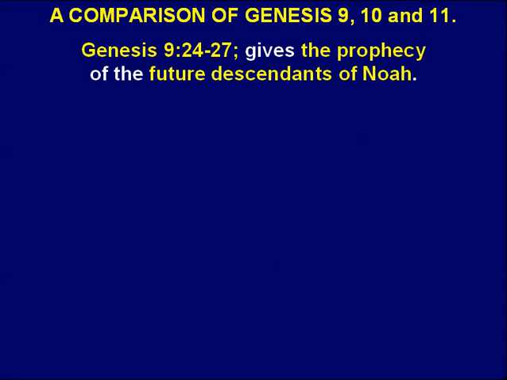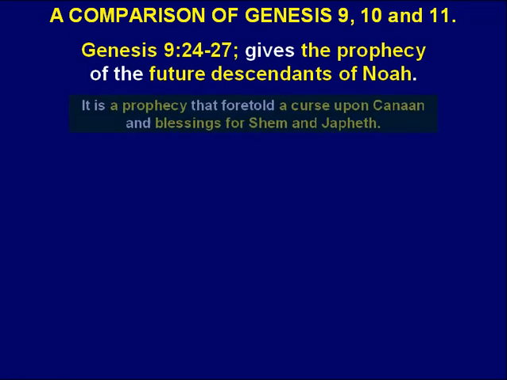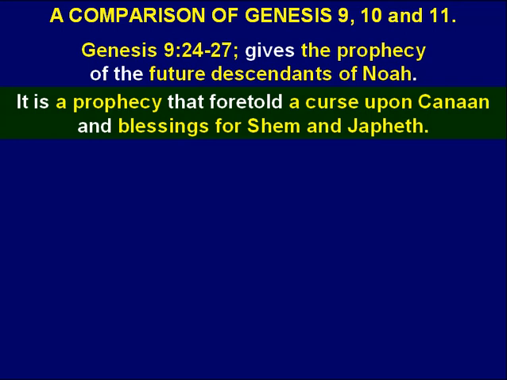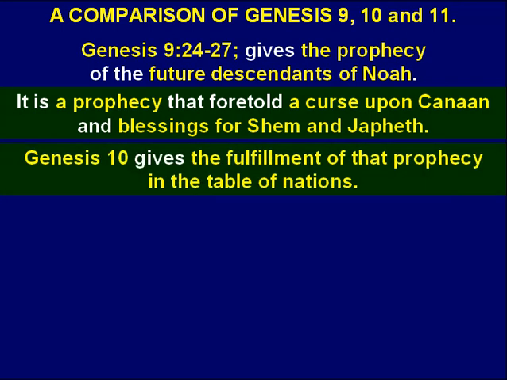So Genesis 9:24-27 gives a prophecy of the future descendants of Noah. It's a prophecy that foretold a curse upon Canaan and a blessing for Shem and Japheth. Genesis 10 gives a fulfillment of that prophecy in the table of nations.